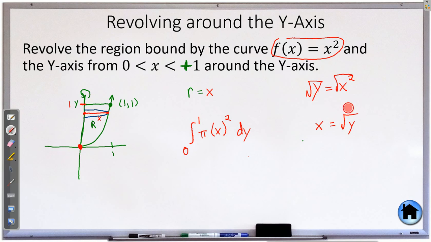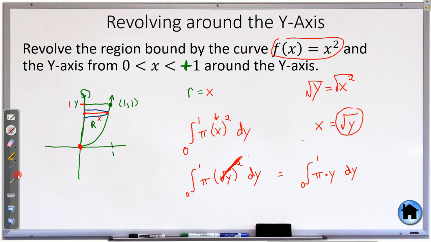Now I can take this and plug that in for x. And we have the integral from 0 to 1 of pi times the square root of y squared dy. Our variables now match. This integral can now be evaluated. And this is actually really easy because the square and the square root cancel out for us. And so we are just left with the integral from 0 to 1 of pi times y dy.